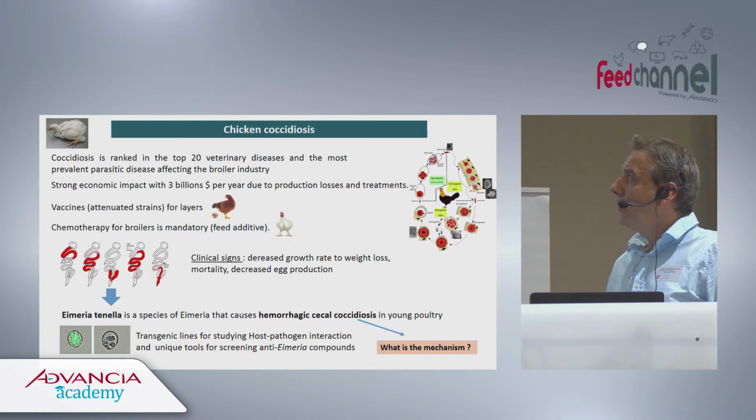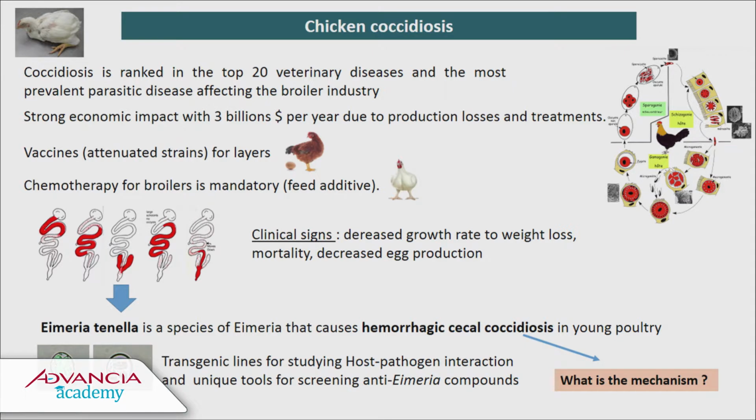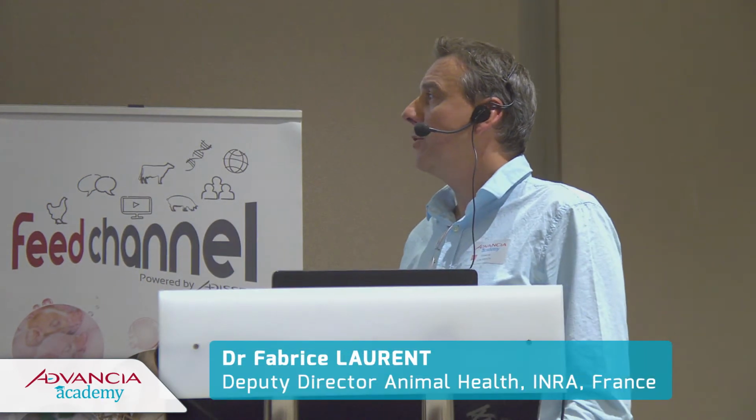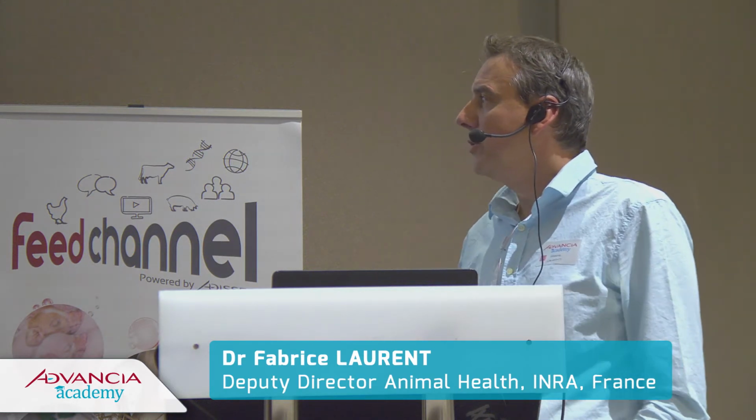But today I would like to focus on one of the strains that infect one particular place of the intestinal tract of chicken. It's Eimeria tenella, which causes hemorrhagic cecal coccidiosis in young poultry. And we wanted to understand what was the mechanism for these hemorrhagic cecal lesions. For that, we have developed several transgenic lines for Eimeria that express fluorescent proteins, and we now also have a unique tool for screening anti-Eimeria compounds in the lab.